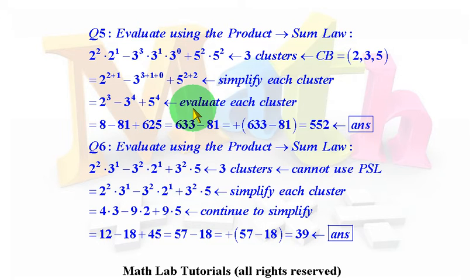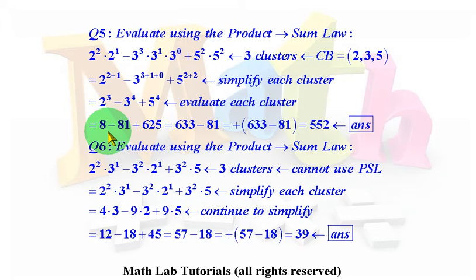Now we can use the power button on the calculator, or, if you're adventurous, just do it manually. But that's really not necessary in this day and age. You're certainly allowed to use the power button. We get 2 to the power 3 is 8. Bring the minus sign down. 3 to the power 4 is 81. Bring the plus sign down. 5 to the power 4 is 625.